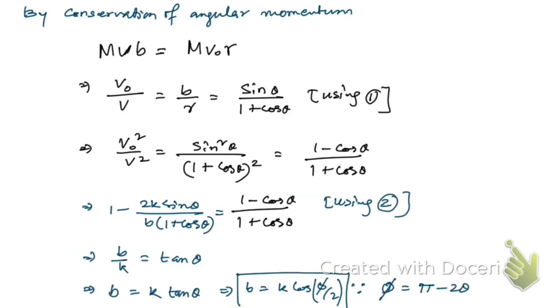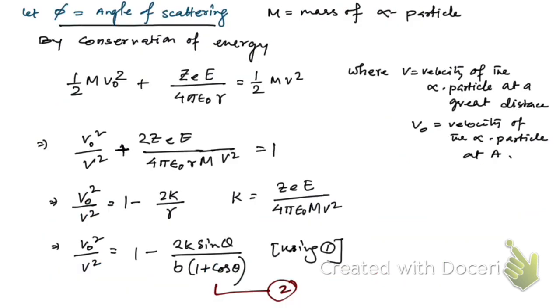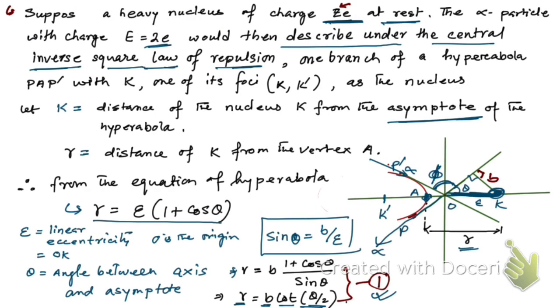So here I have mentioned the angle phi. Capital M is the mass of the alpha particle I have taken. Then by conservation of energy, this is the kinetic energy of the alpha particle, where v naught is the velocity of the alpha particle. Actually, the velocity of the alpha particle is v when it comes closer to the nucleus at K.